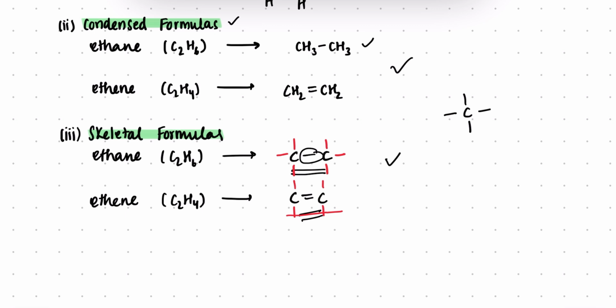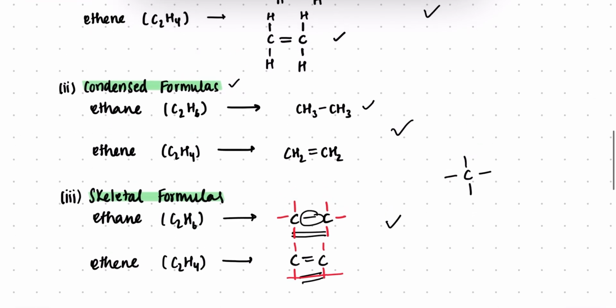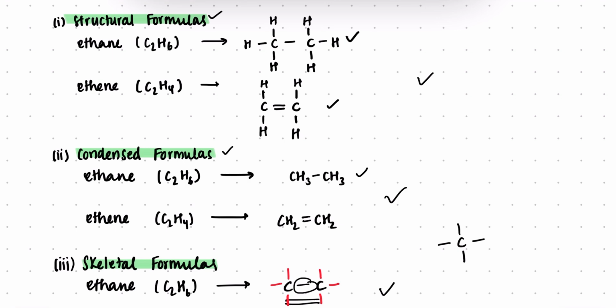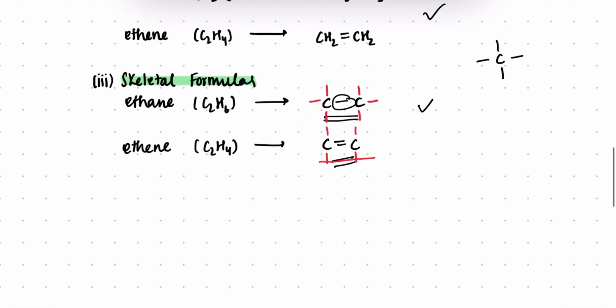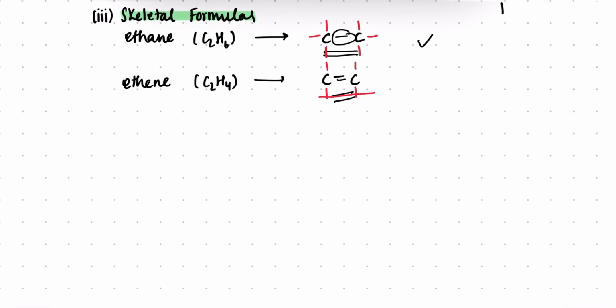So that's skeletal formula. Skeletal formulas only show the bonds between carbons and other atoms like oxygen, but not hydrogen. Condensed formulas show the bonds between groups, and structural formulas show every single bond. Now let's move on to the next type of formula, which is a bond line formula.